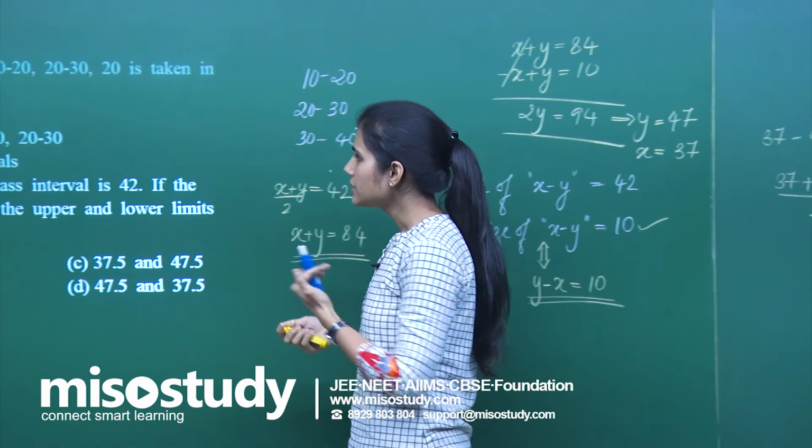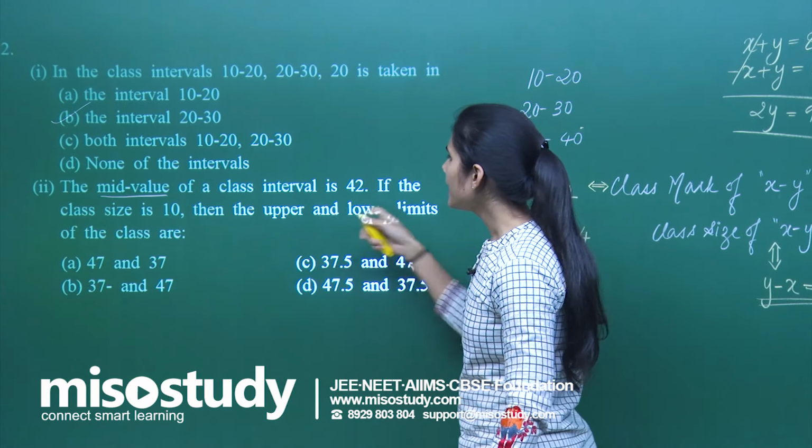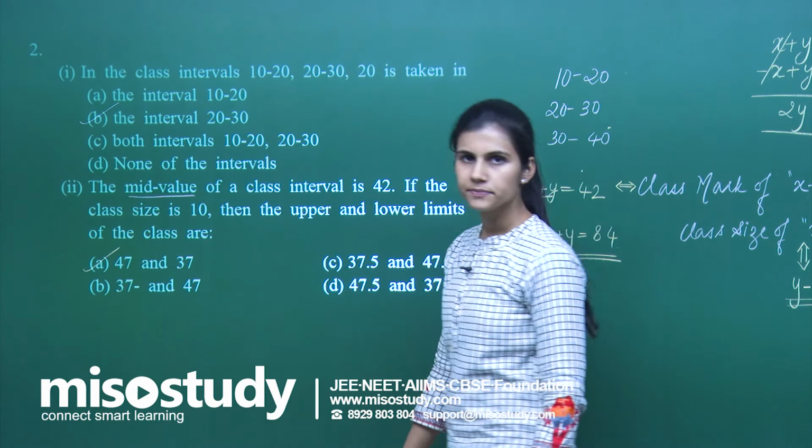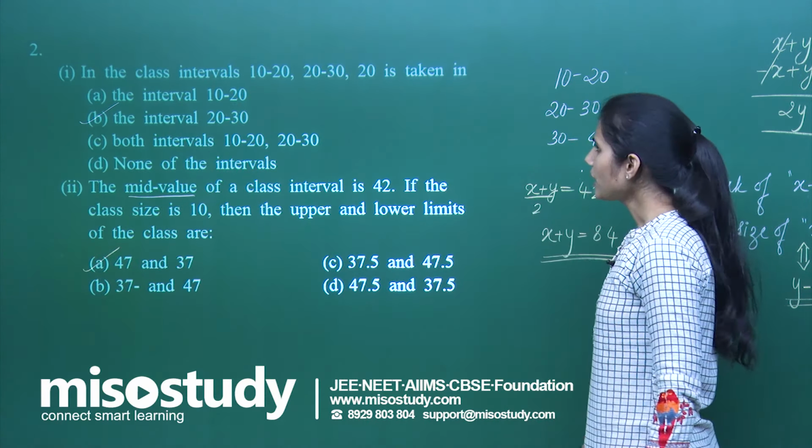So your class interval is 37 to 47. What is the upper and lower limit? Upper limit is 47, lower limit is 37. Clear? Let's look at the next question.